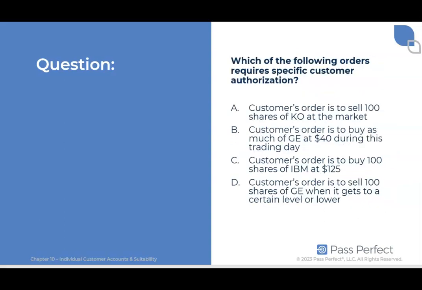Next question. Which of the following orders requires specific customer authorization? A. Customer orders to sell 100 shares of KO at the market. B. Customer orders to buy as much of GE at $40 during this trading day. C. Customer orders to buy 100 shares of IBM at $125. D. Customer orders to sell 100 shares of GE when it gets to a certain level or lower.